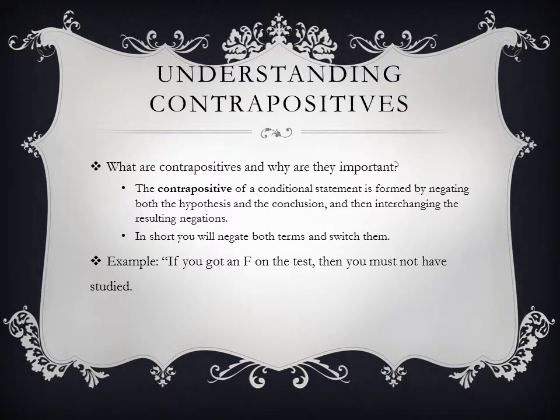So here we go. Here is our earlier example. Here's a diagram of that example, and this is what the contrapositive is. As you can see, we negated both terms. So F got a negative. Study, when you negate something that's already negative, becomes positive. And then we switch the terms over the arrow. That's all a contrapositive really is.